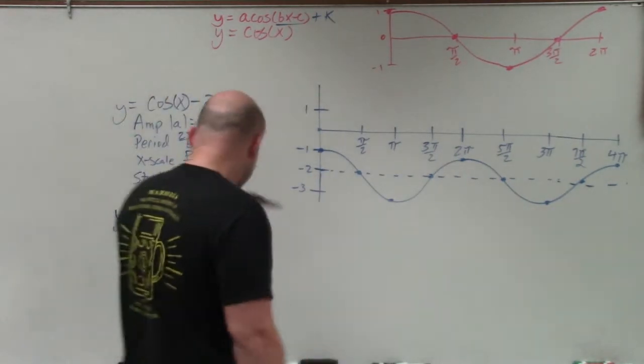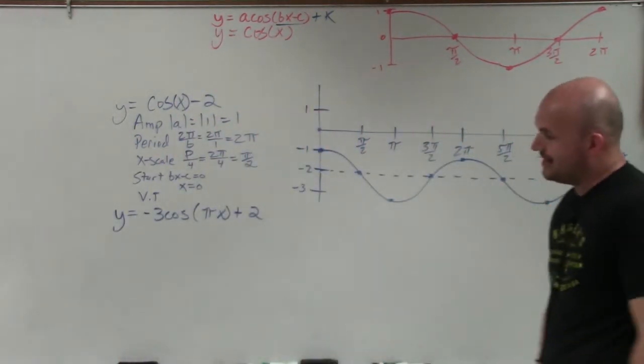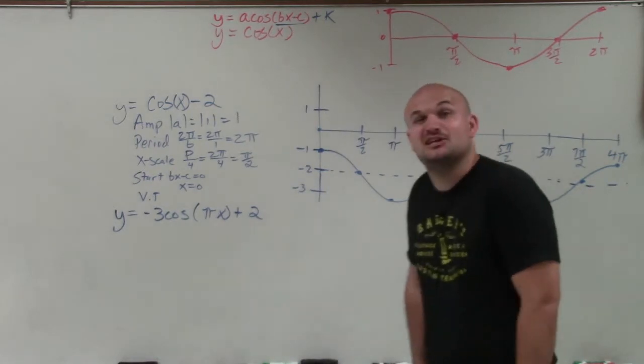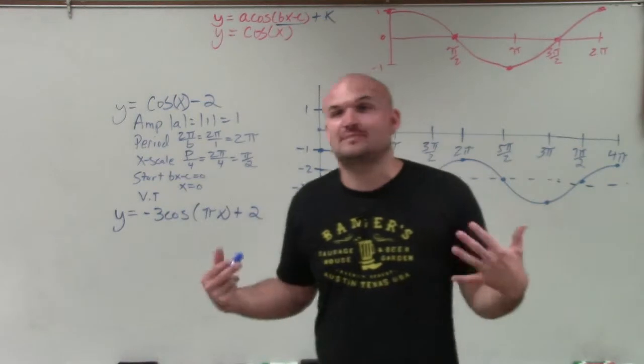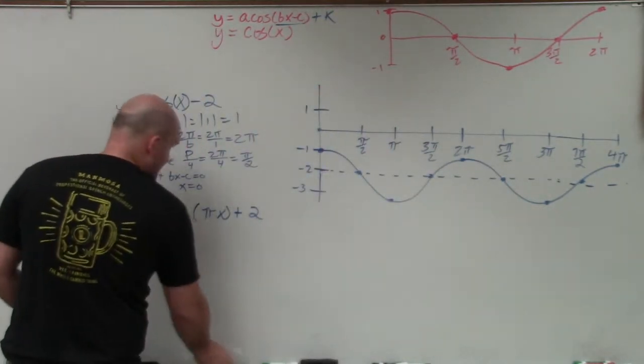All right, so let's go ahead and get into cosine. So now this cosine, I have y equals -3 cosine of pi x plus 2. So now we got a little added stuff here, right? But the exact same process and everything else is going to be exactly the same. So the first thing we need to do is determine the amplitude. However, I'm going to do this one in red.